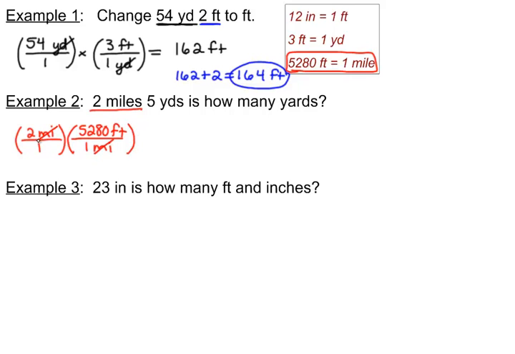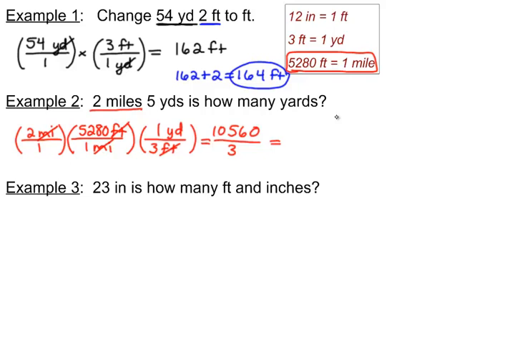Now the miles cancel, so I'm left with feet, but I want my answer in terms of yards. Okay, so now I want to change feet to yards. So I know that there's 3 feet in 1 yard. So I'll write my ratio. The reason I put the feet on the bottom is because I want them to cancel. So now I'm left with yards. So 2 times 5,280. So that would be 10,560. Now I'm going to take the bottom times the bottom and I get 3 down here.